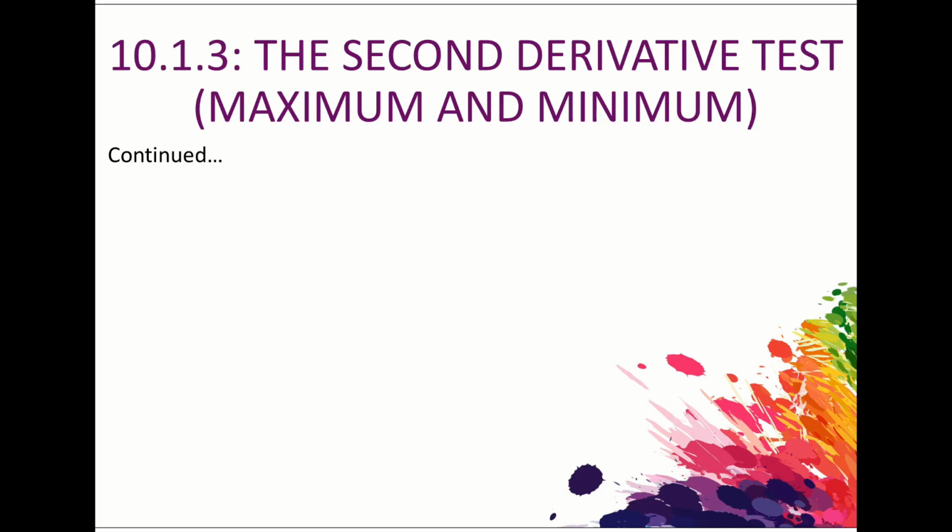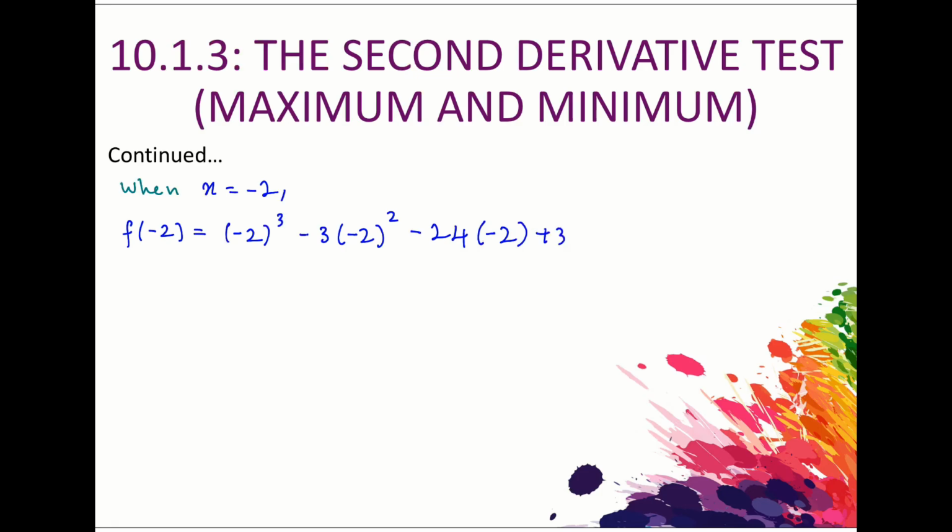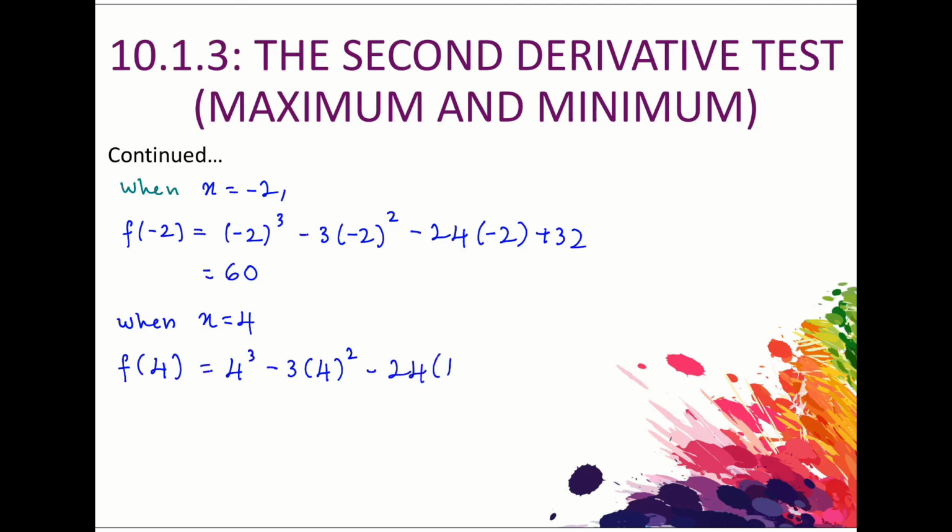And now we need to find the corresponding y coordinate for each of the x coordinates. So when x is equal to negative 2, the function is equal to negative 2 cubed minus 3 times negative 2 squared minus 24 times negative 2 plus 32, which is equal to 60. And when x is equal to 4, the function is equal to 4 cubed minus 3 times 4 squared minus 24 times 4 plus 32, which is equal to negative 48.